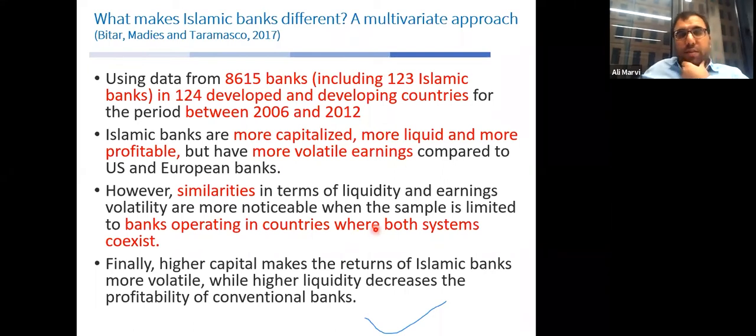They found that, again, Islamic banks are more capitalized, which is similar to the finding of Beck and his co-authors. They found that Islamic banks are again more liquid and more profitable, but they have more volatile earnings compared to US and European banks. However, they found similarities between Islamic banks and US and European banks in terms of liquidity.